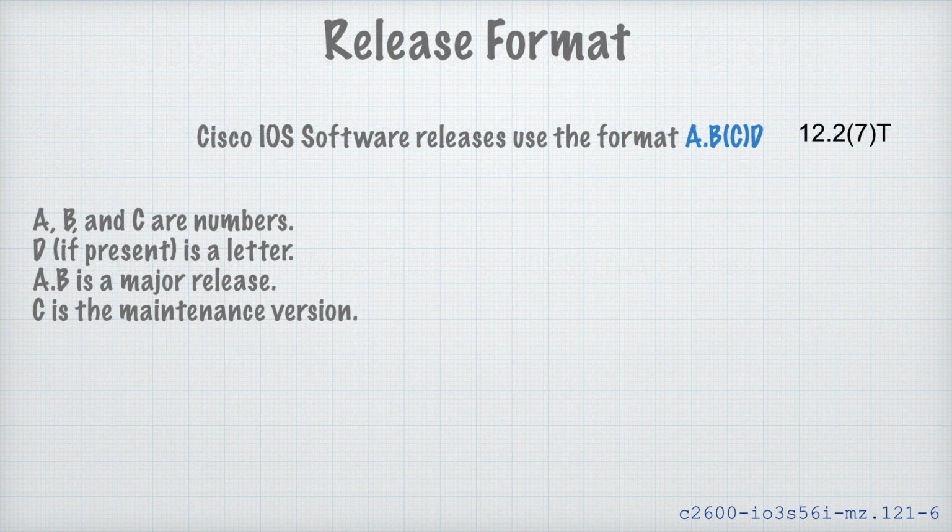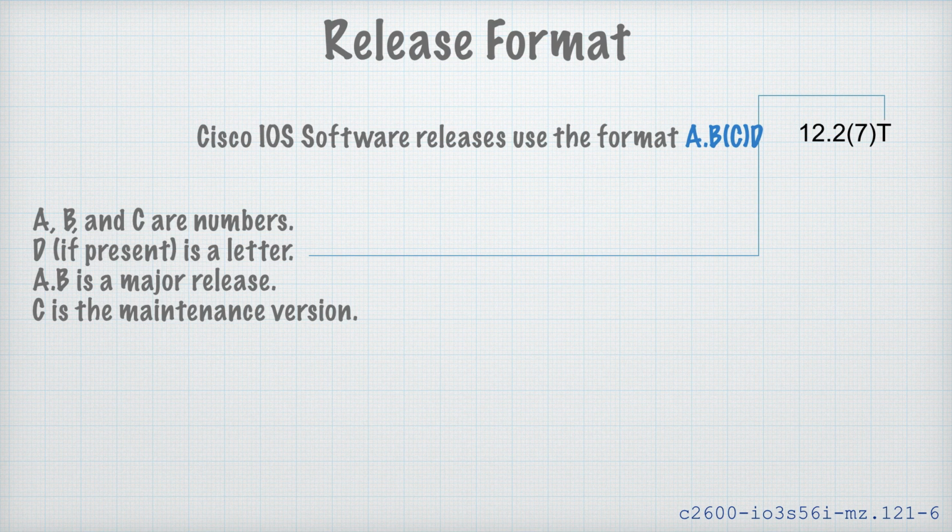Release format. Cisco IOS software releases use the format ABCD, where A, B, and C are numbers. D, if present, is a letter. AB is a major release. C is the maintenance version. A higher maintenance number means more bug fixes. Any feature, bug fix, and hardware support available in a particular maintenance version are also available in the next one.